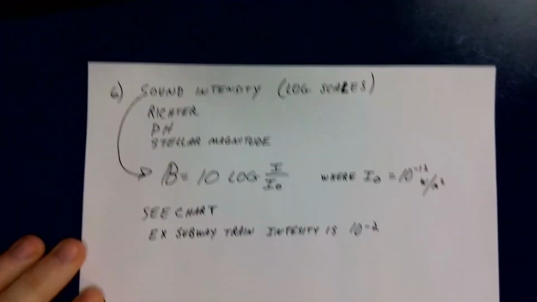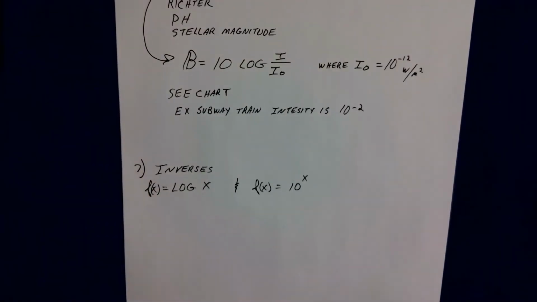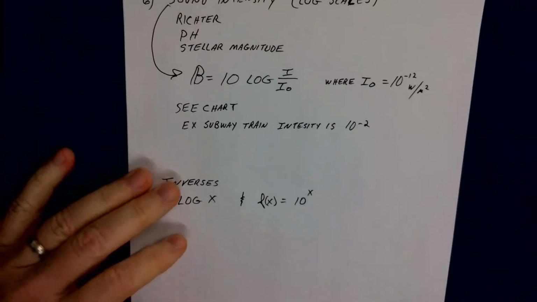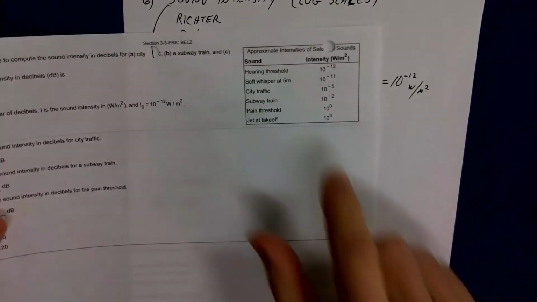And the first one we're going to deal with is sound intensity. So sound intensity, there's a little chart, I believe. I think it's in your book. You might want to write this stuff down in your book. Here's some of them right here.